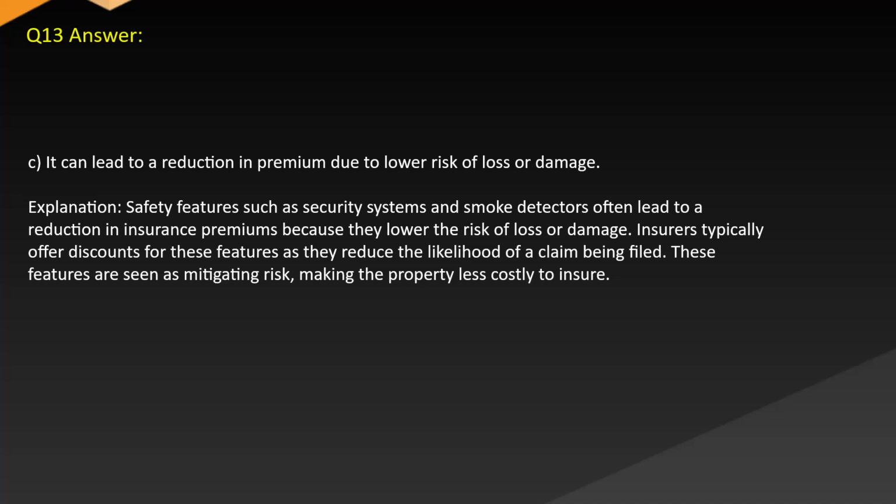Answer. C. It can lead to a reduction in premium due to low risk of loss or damage. Explanation. Safety features such as security systems and smoke detectors often lead to a reduction in insurance premiums because they lower the risk of loss or damage. Insurers typically offer discounts for these features as they reduce the likelihood of a claim being filed. These features are seen as mitigating risk, making the property less costly to insure.